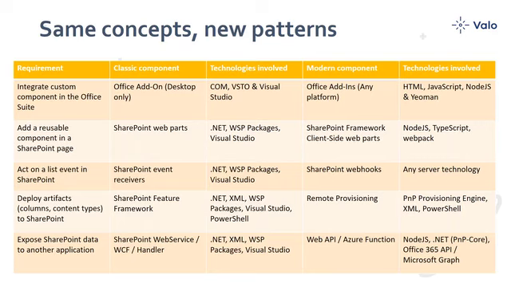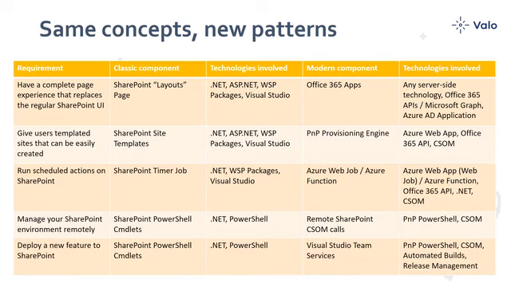So for example, the third one, which is act on the list event in SharePoint, which was a SharePoint event receiver, is now a SharePoint webhook, and it uses any server-side technology. So you will have those two different tables for all the different classic scenarios in terms of customization that developers were used to do. And all of those are in there. So that is a good takeaway for you. You'll be able to print those two and get them on your desk, and always go back and refer to that when you're building a new concept or a new solution that will leverage the Office 365 platform.